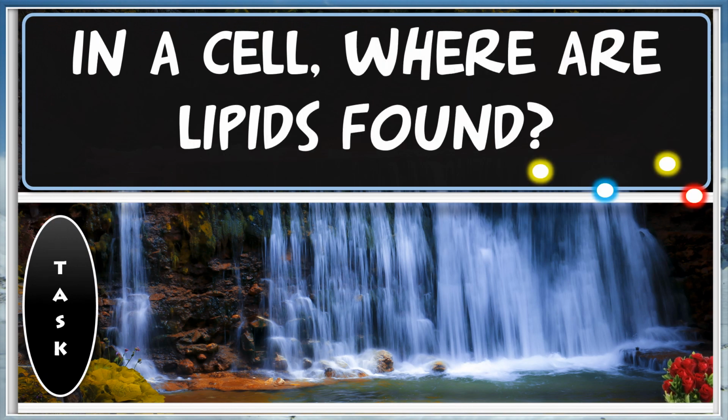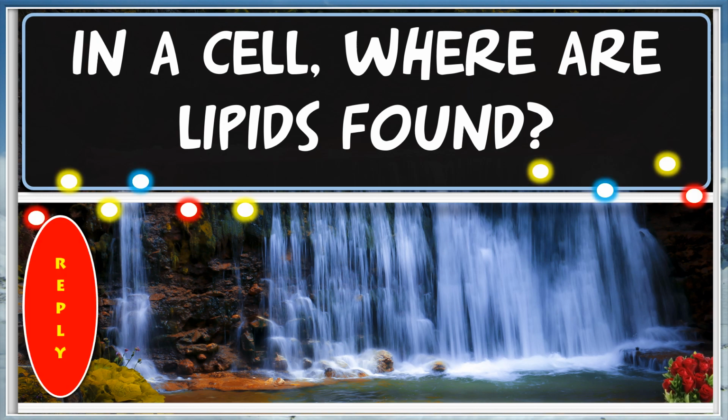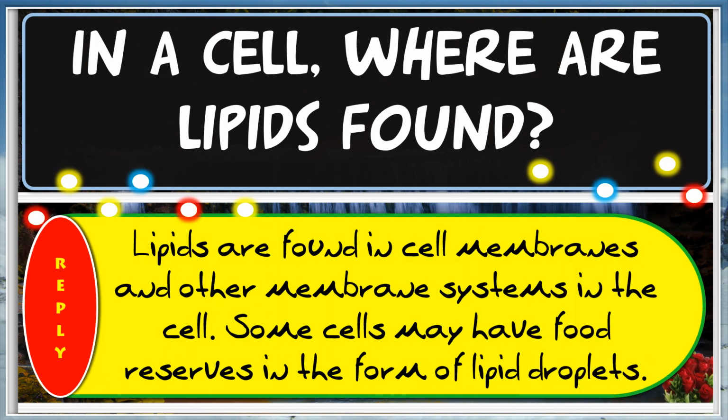In a cell, where are lipids found? Lipids are found in cell membranes and other membrane systems in the cell. Some cells may have food reserves in the form of lipid droplets.